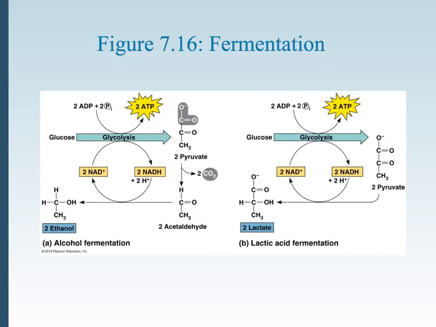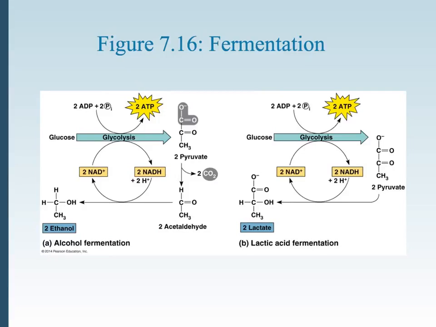Essentially, as we go through this process of glycolysis, when we get to the end, we have the pyruvate. That's what glycolysis is meant to do. Except that in alcohol fermentation, that pyruvate is then turned into acetaldehyde, which is then turned into ethanol, which is then what we drink in beer or wine.